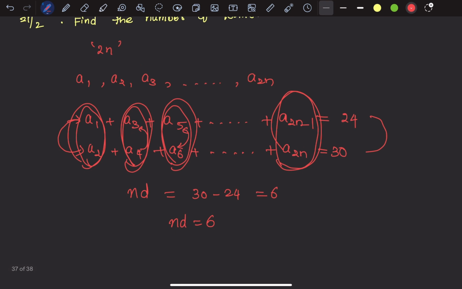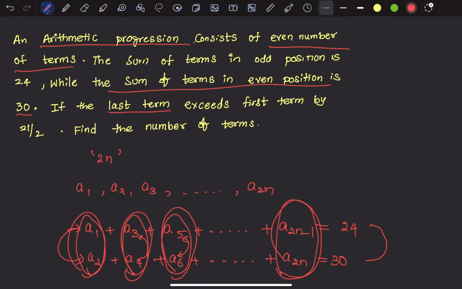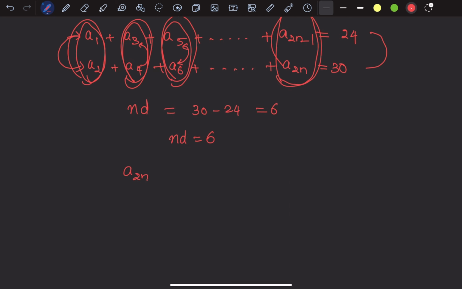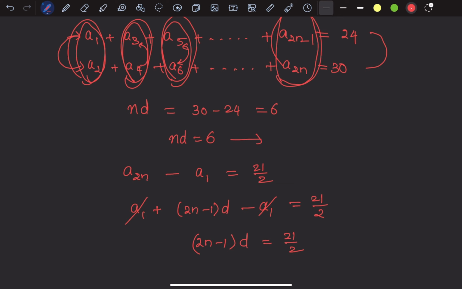Now it is also given in the question that the last term exceeds the first term by 21 by 2. So last term a2n minus first term a1 is 21 upon 2. a2n is a1 plus 2n minus 1 times d, minus a1. This is equal to 21 upon 2. So now 2n minus 1 times d is equal to 21 upon 2. So here you have one equation, the first equation, and this is your second equation.